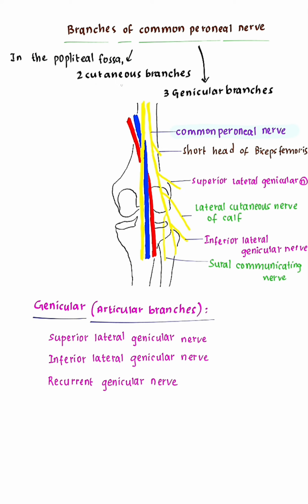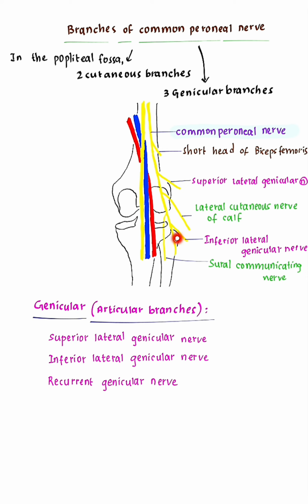In the popliteal fossa, it gives two cutaneous branches and three genicular branches. Three genicular branches are superior lateral genicular nerve, inferior lateral genicular nerve, recurrent genicular nerve. Superior lateral genicular nerve lies above lateral condyle of femur. Inferior lateral genicular nerve lies above the head of the fibula.